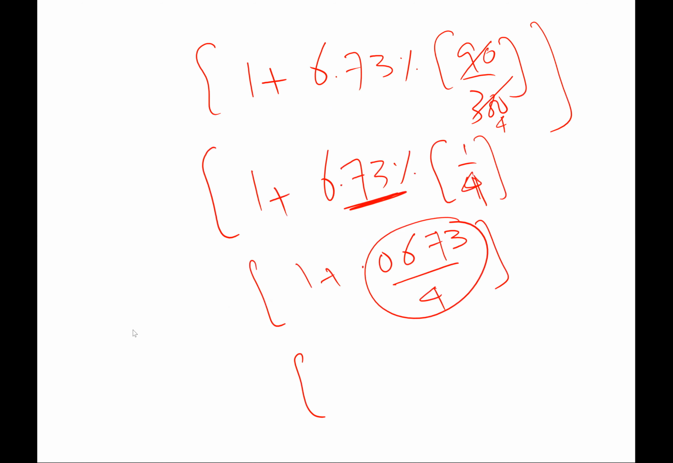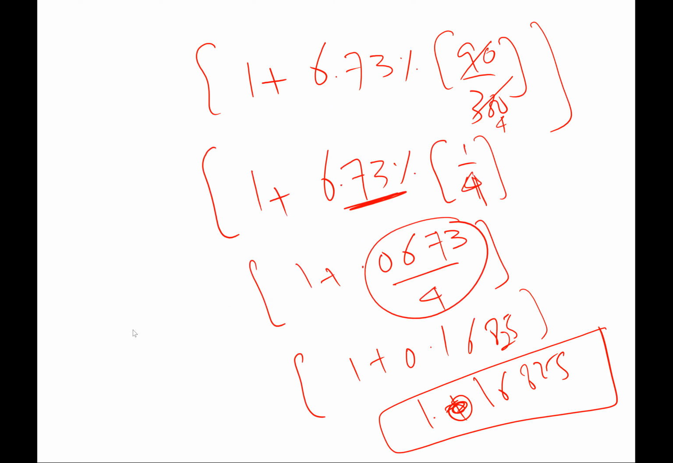Let me just calculate again. It would be 1.0673... 0.016825. And the answer would be 1 plus, sorry, 1.016825, and then you multiply with the number, right? Most of the students will make a mistake here.